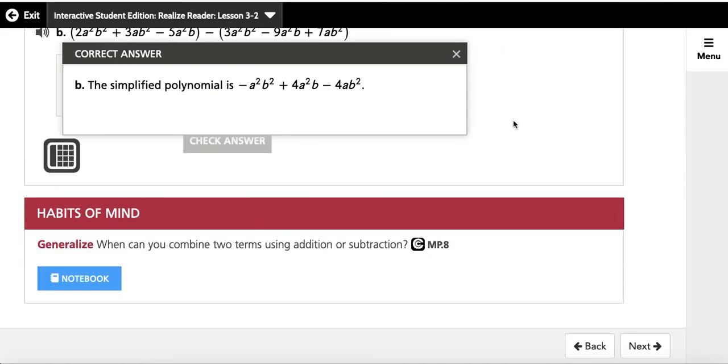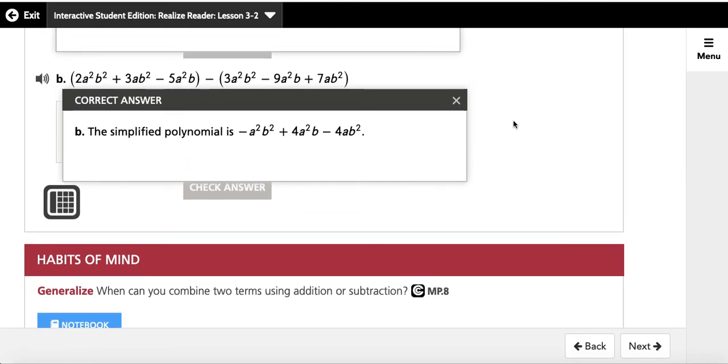Negative a squared b squared plus 4a squared b minus 4ab. I think they had these two in opposite order because it's not going to matter that much, but the leading coefficient, the leading exponent, the leading variable is a, so we have an a squared here and an a to the first here. I had it the other way around. Minor. Anyways, your teacher should be able to assign you any of these problems.